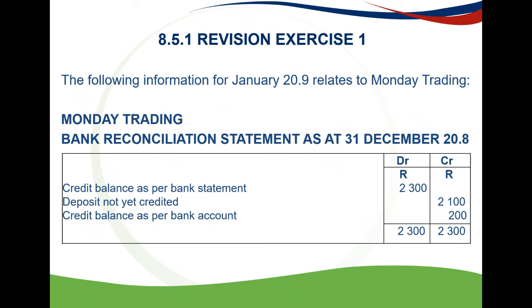And then we had the credit balance as per the bank account, because on the bank reconciliation statement, you reconcile the balance of the bank statement with the balance as per the bank account. And the balance as per the bank account was a credit balance. And if it's a credit balance in our books, in our general ledger, then it means it's unfavorable. So in our books, we had an unfavorable bank account of 200 Rand. And therefore, it's on the credit side of the bank reconciliation statement.